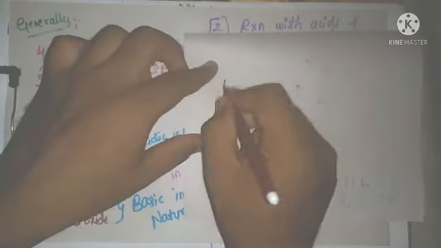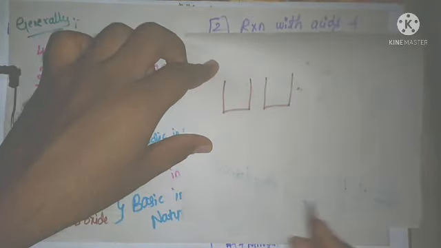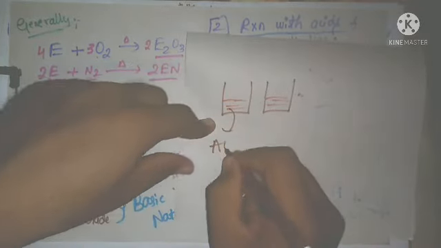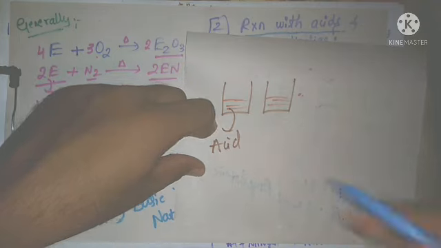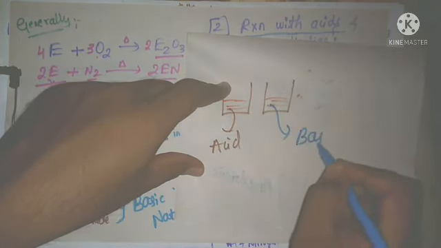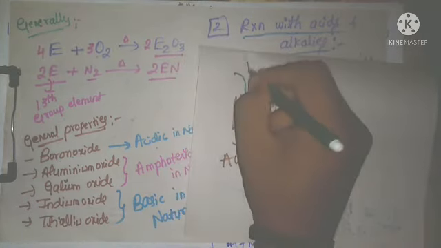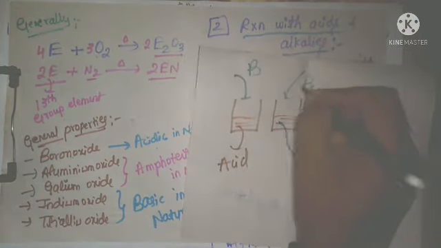Now, if this one is the beaker and this one is another beaker. I took how many beakers? 2 beakers. This one is the first beaker, this one is the second beaker. One is filled with the acid and another one is filled with the base. In the first one, we are adding the boron. In the second one also, we are adding the boron.